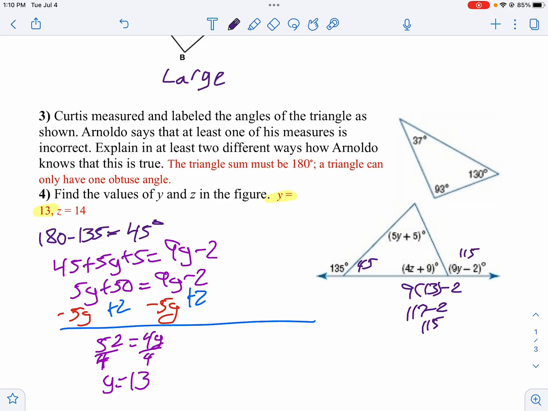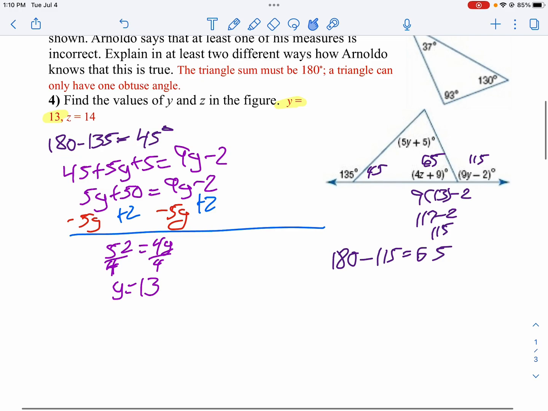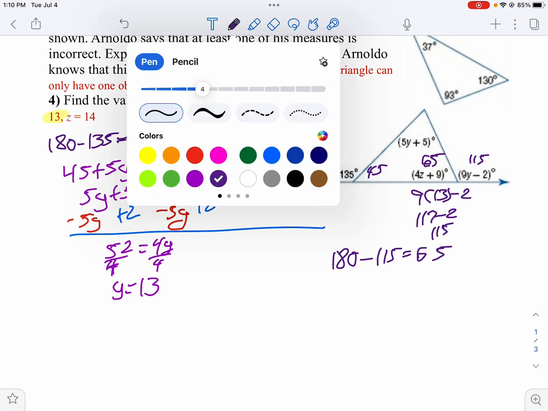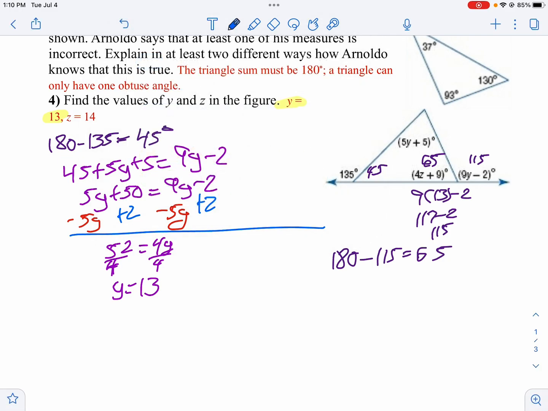And then to find the angle 4z plus 9, that'll be 180 minus 115. 10 minus 5 is 5. 7 minus 1 is 6. So this is a 65 degree angle. So I'll make an equation out of that: 4z plus 9 equals 65. So let's solve for z.